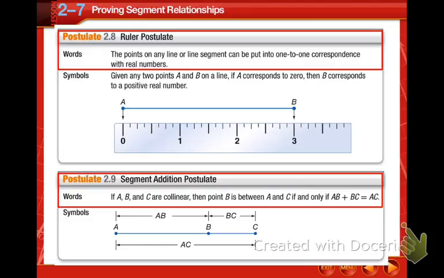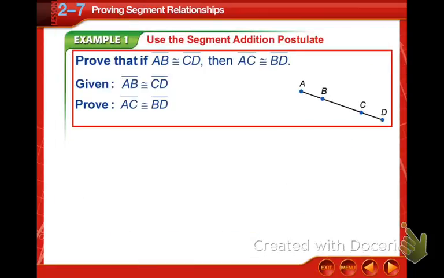So given any 2 points A and B on the line, if A corresponds to 0, then B corresponds to some positive real number. The segment addition postulate says if A, B, and C are collinear, then point B is between A and C if and only if AB plus BC is equal to AC. So we're going to use these here. We know some other theorems too that we'll use along the line. So we're going to do a very informal proof for this.